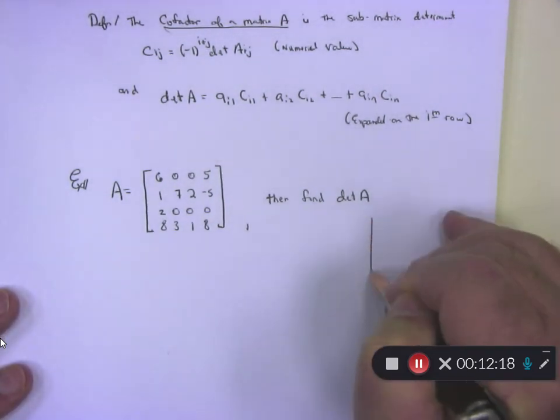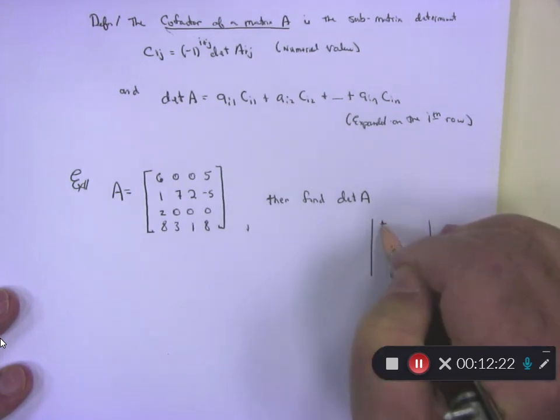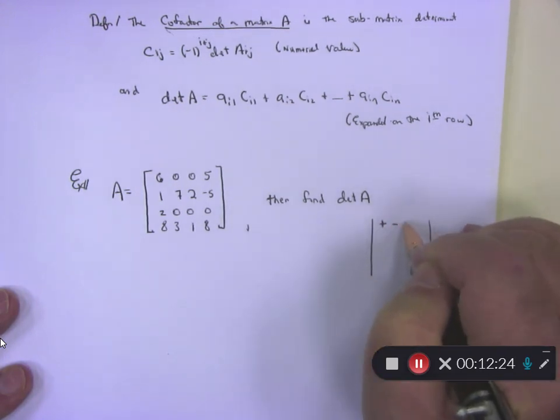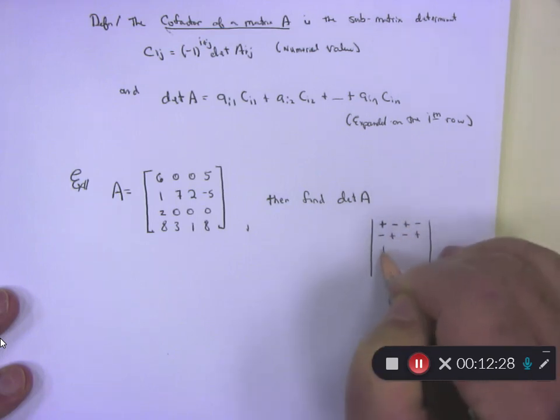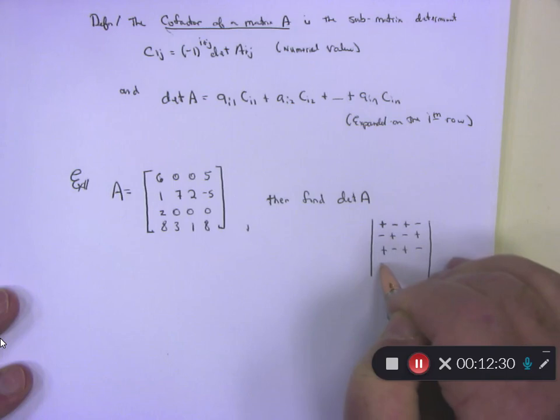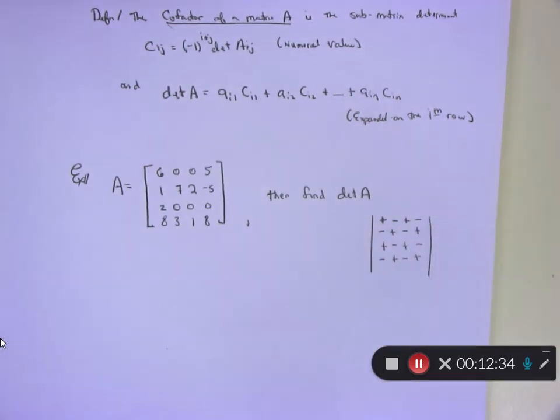I'm going to draw out the sign chart for this guy, 4x4. Plus, always start on the plus, then it alternates: plus, minus, plus, minus; minus, plus, minus, plus; plus, minus, plus, minus; and last, minus, plus, minus, plus. It's got to be square, 4x4.